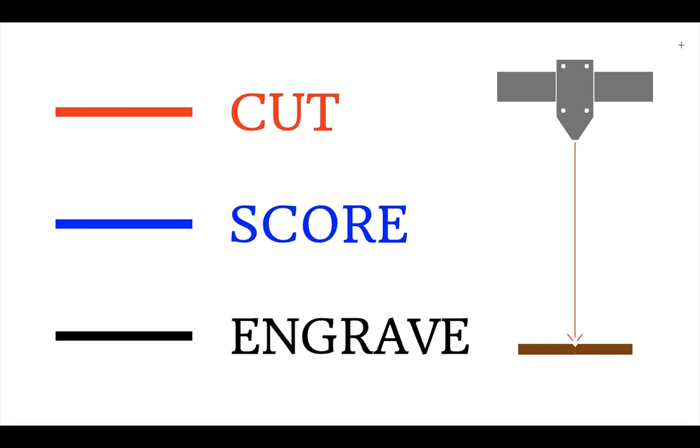Red indicates a cut, blue indicates a score, and black indicates an engraving. Both red and blue must be 1-point borders and not fills. Black can either be a fill or a border.